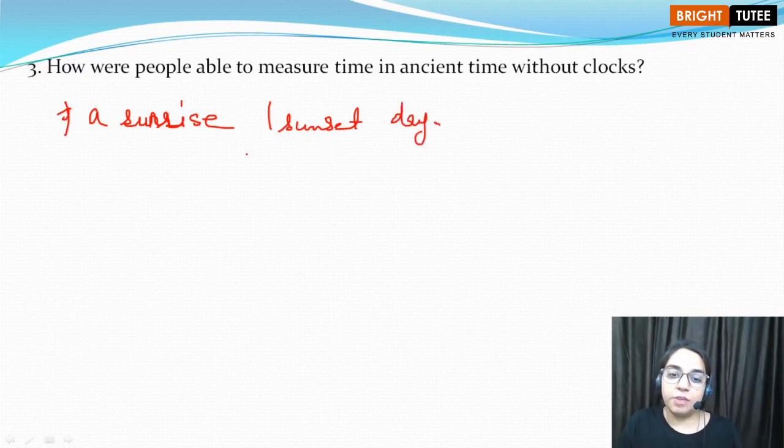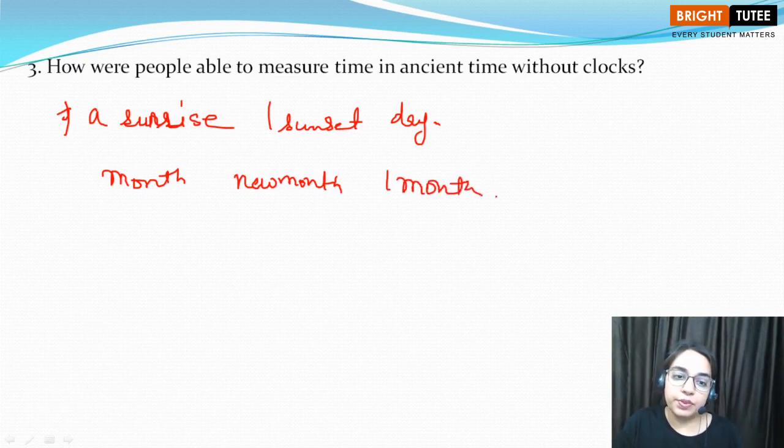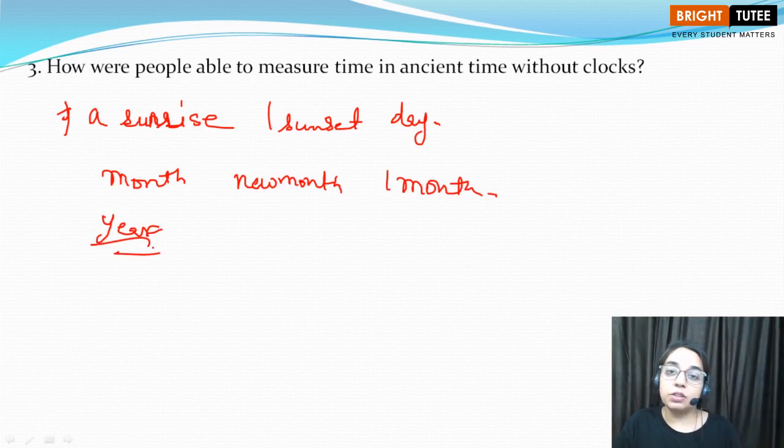And how did they measure a month? They measured a month by observing the new moon day. So the time interval between one new moon to the next new moon, they called it 1 month. Then children, for a year they used the time taken by the earth to complete one revolution around the sun.